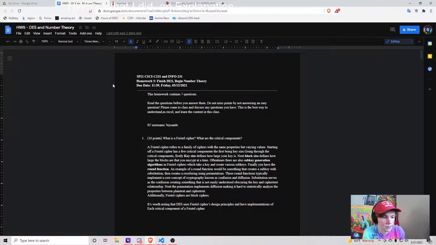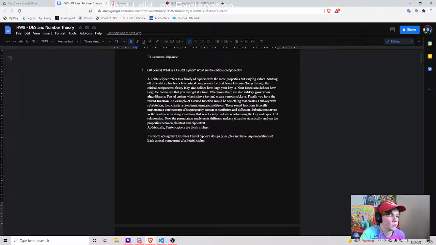Starting out with number 1, what is a Feistel cipher? What are the critical components? With this one, it seemed like most people got this. I learned what I learned from the reading from week 6 and 7. Basically, a Feistel cipher is something that uses a function to implement confusion and diffusion on a generic level. So with that in mind, there are a few key steps that can do this.